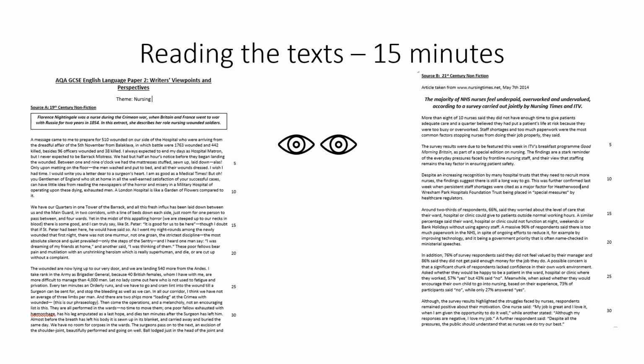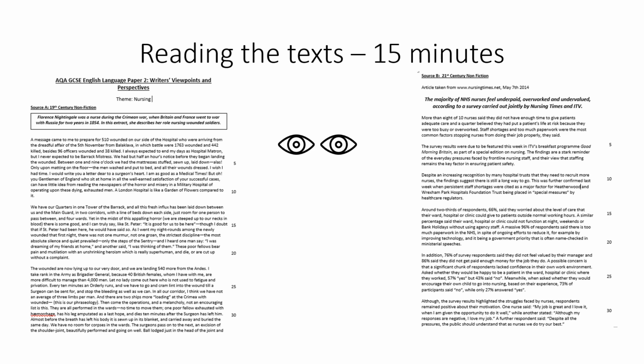So the two texts here. I've taken one which is to do with nursing. You can see that you've got two texts there. You've got source A, which is Florence Nightingale, and it's talking about the Crimean War. And then on source B, you've got a modern extract, which is to do with the nursing profession, and the majority of NHS nurses feel underpaid. So you've got some reporting there. You've got two different perspectives on nursing, one from a nurse in the Crimean War and one looking from the nursing profession, talking about the situation for nurses today.